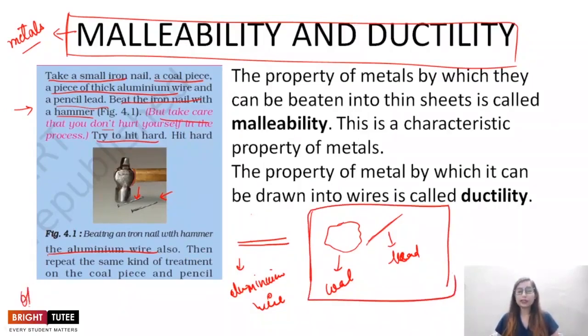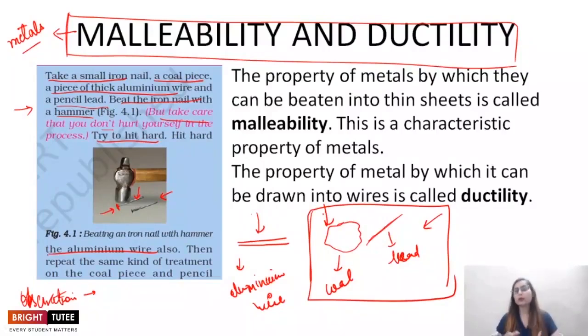The observation that you will make is that the iron nail flattens. It flattens, right? As it has this top part, it flattens. The iron nail completely flattens and the aluminium wire also flattens. They both kind of convert themselves into sheets, right? While when you try to beat lead, pencil lead and the coal, they both instantly break. They get converted into a powder because of the beating.